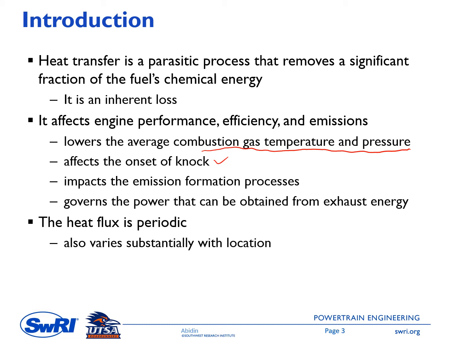It impacts the emission formation process. In the previous chapter, we learned several NOx, soot, and HC/CO formation processes. For example, soot. The soot production is controlled by the soot formation and soot oxidation. And the soot oxidation is strongly controlled by the combustion temperature. And the combustion temperature is strongly impacted by the wall heat transfer.